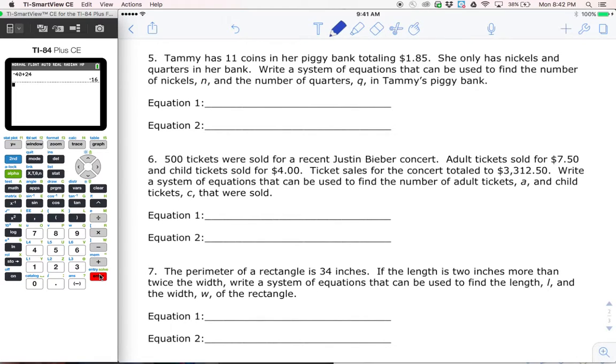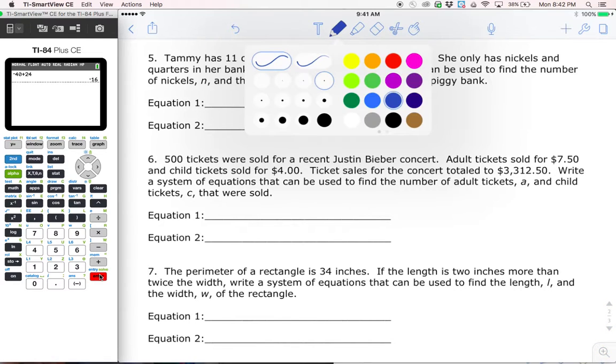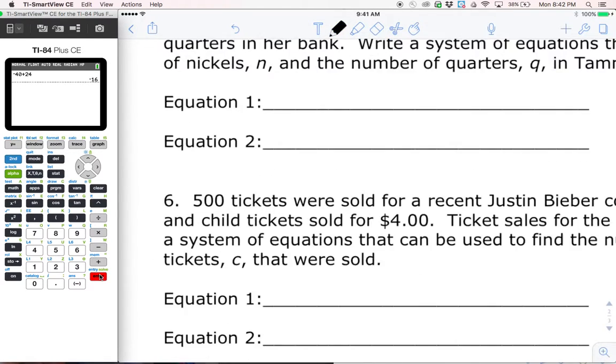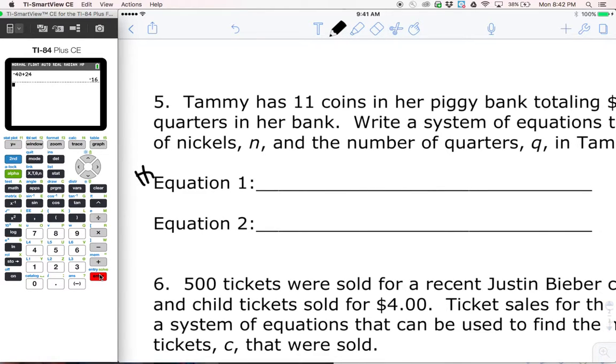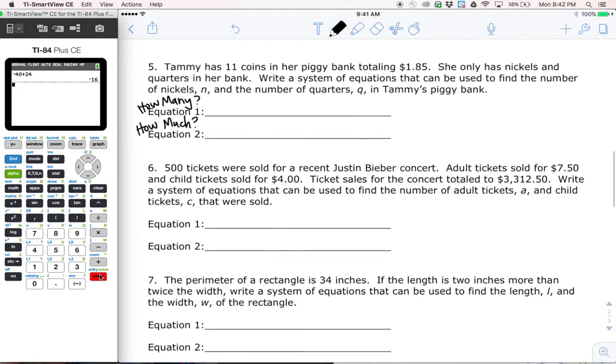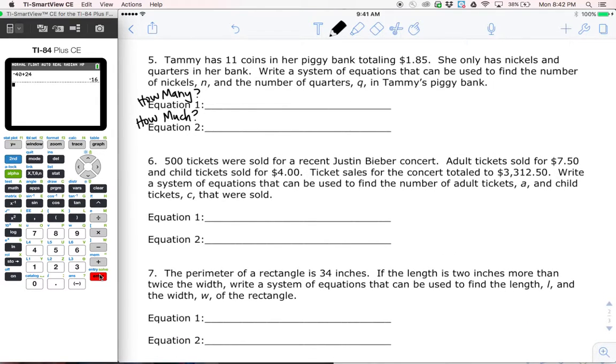If you recall in class, we often ask ourselves 2 questions when we're dealing with these money systems. And that is how many and how much. All right, take a second to break it down like this because it helps a ton. Now, when you do a problem like number 5, Tammy has 11 coins, so this is a coin problem, and her piggy bank totaling $1.85. Okay, well that's money, so that's how much. That's going to be equal to $1.85.